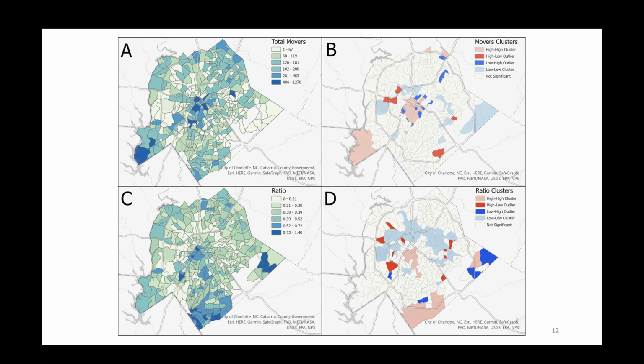And here we see a slightly different spatial pattern. We see comparatively fewer people in this crescent. So Charlotte is often dichotomized by what's called the wedge of wealth, which is down here, this particular wedge, and this crescent of poverty. So we see that new movers are really less likely to go into that wedge and a little bit more likely to be in these outside areas.